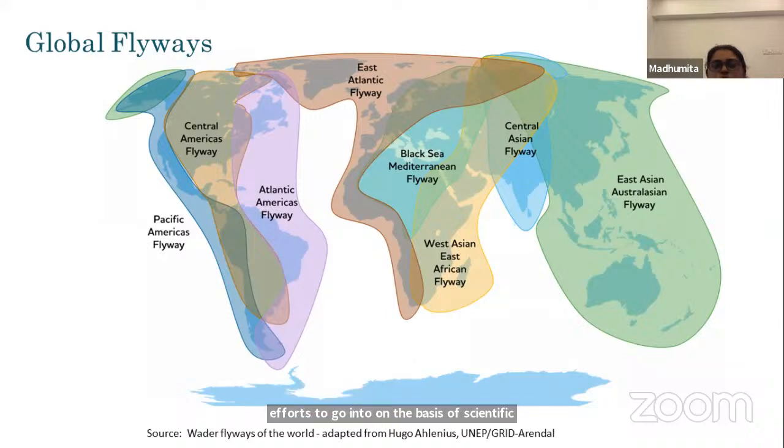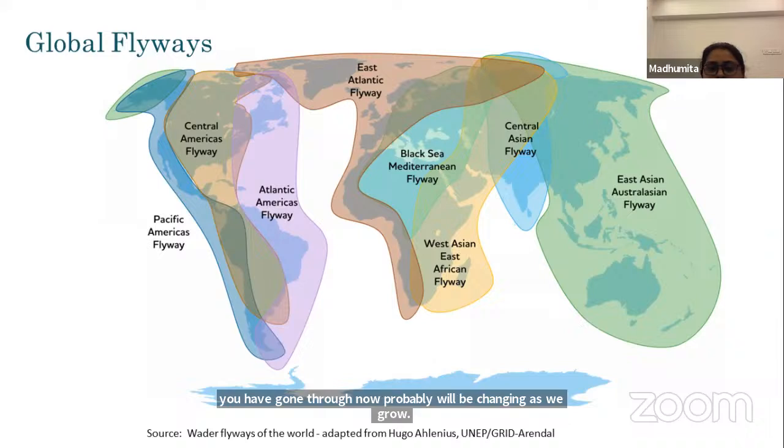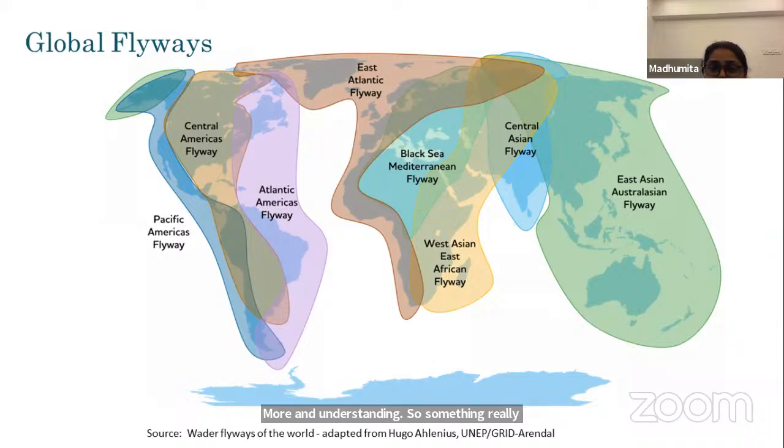So this was mostly a little bit of exposure to how bird migration is studied, and with all this, how we are able to conserve in ways, or able to understand how a bird is migrating. This is a developing science, of course, unlike many of the phenomena, the understanding is developing as we progress with more and more studies. So the information which you have gone through now probably will be changing as we grow more in understanding. So something really interesting to look into.